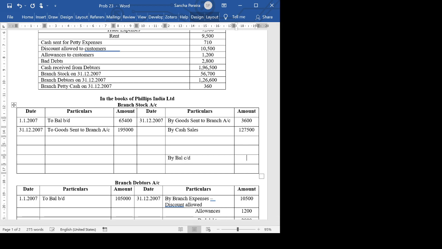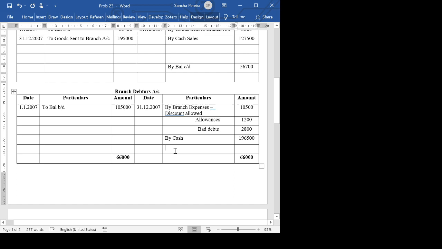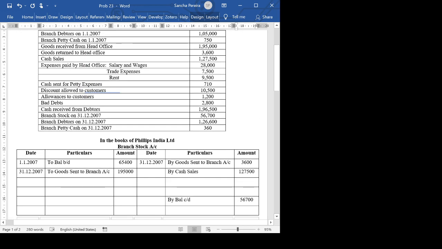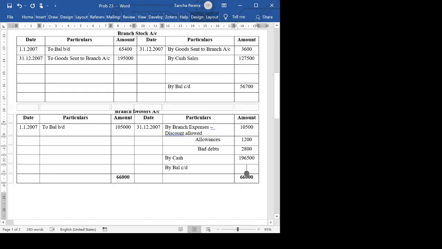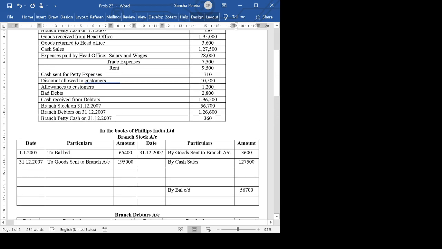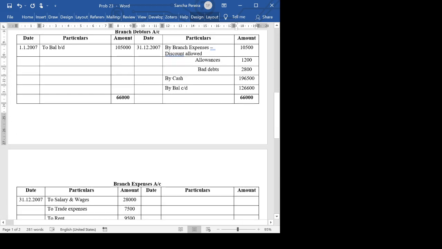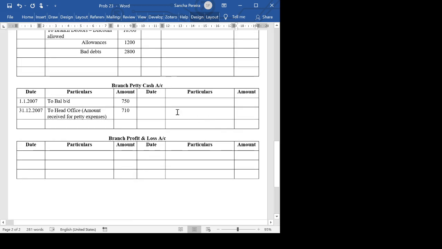By balance carried down, 56,700. Branch debtors is 126,600. So the moment you see the balance carried down of branch debtors and you've also got the cash received from your debtors, that means something else may be missing if the branch debtors account doesn't tally. 126,600. And you also have the closing balance of petty cash, that is 360. By balance carried down, 360.